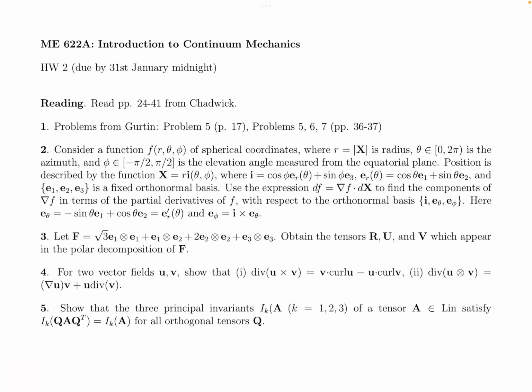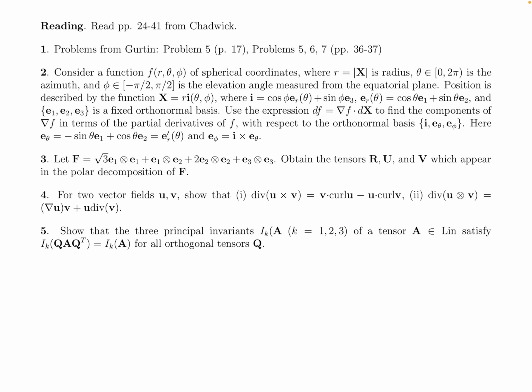Next, we will have a look at this problem. The problem number 2, where consider a function f(r, theta, phi) of spherical coordinates. So we had done Cartesian coordinates, we had done gradients in Cartesian coordinates and polar coordinates. So this is the same thing in spherical coordinates. We have to find the gradient of a scalar function f with respect to spherical coordinates.